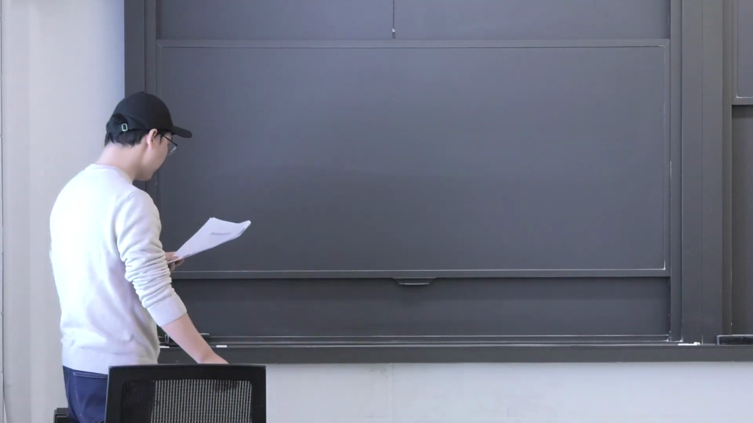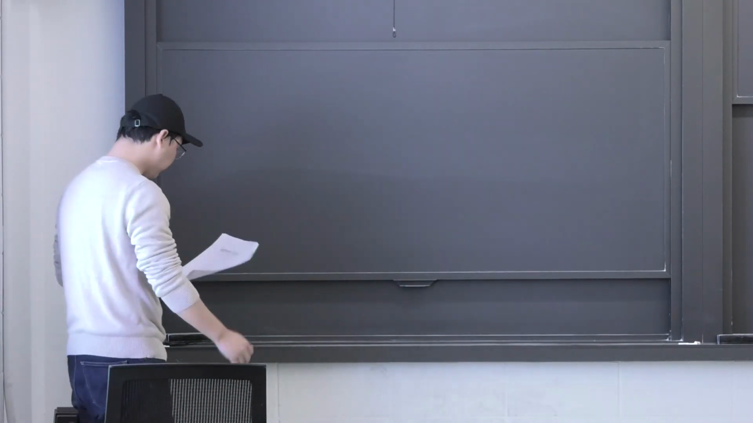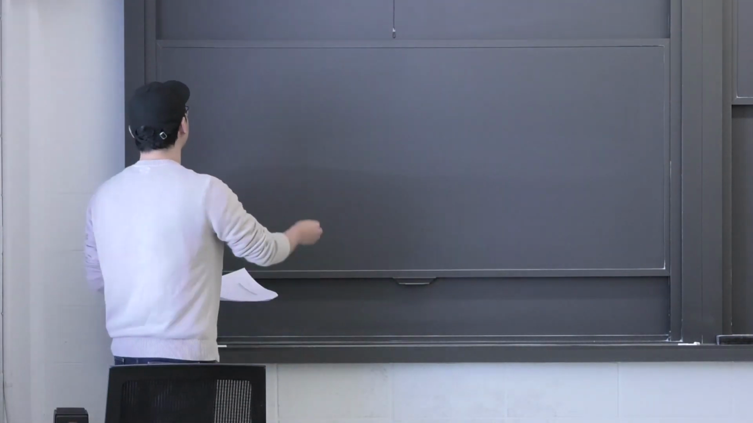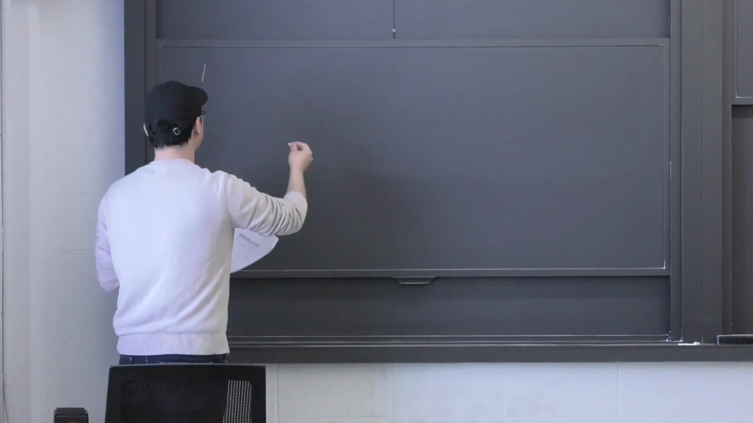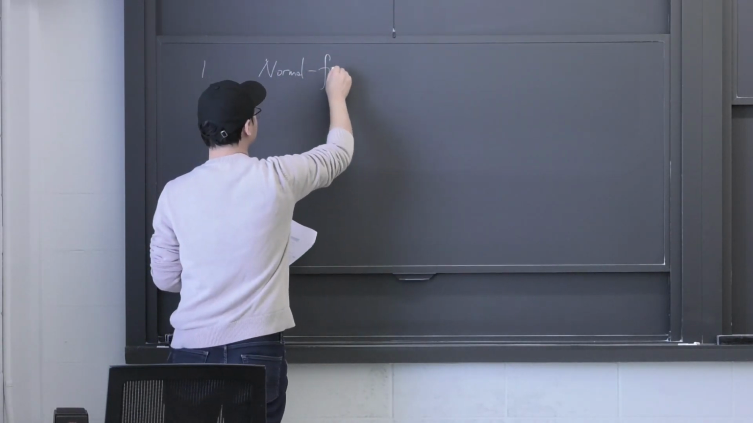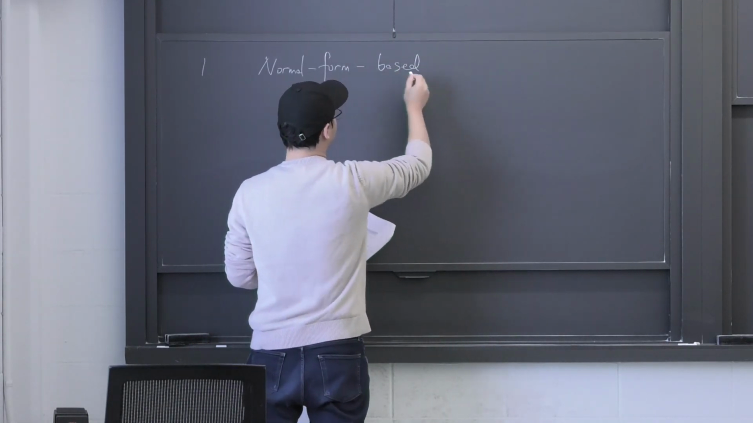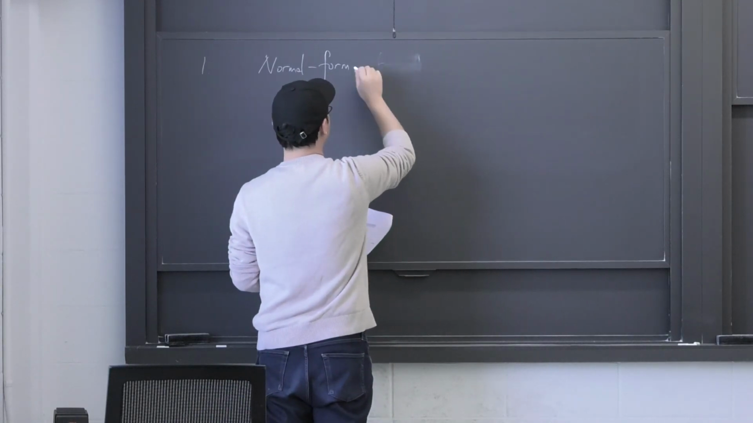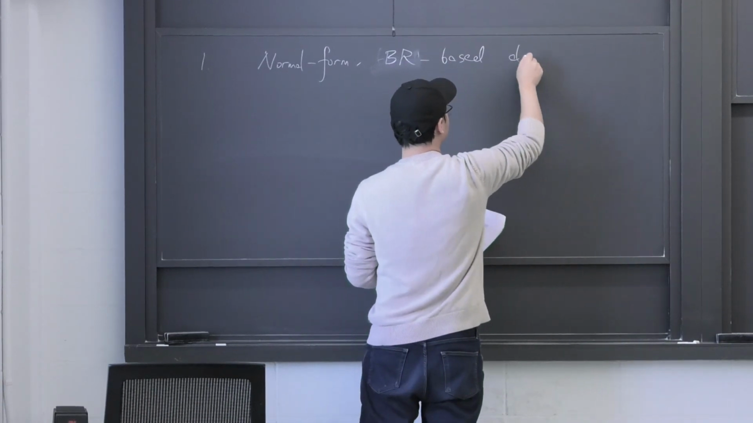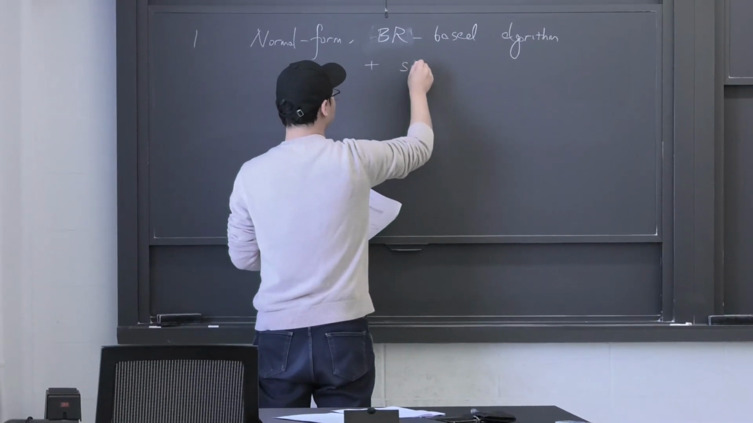Let's start our lecture today. In the last lecture, we have been talking about several approaches for solving Markov games. We talked about the first approach, where we combine the classical normal form best response based algorithm plus single agent reinforcement learning.